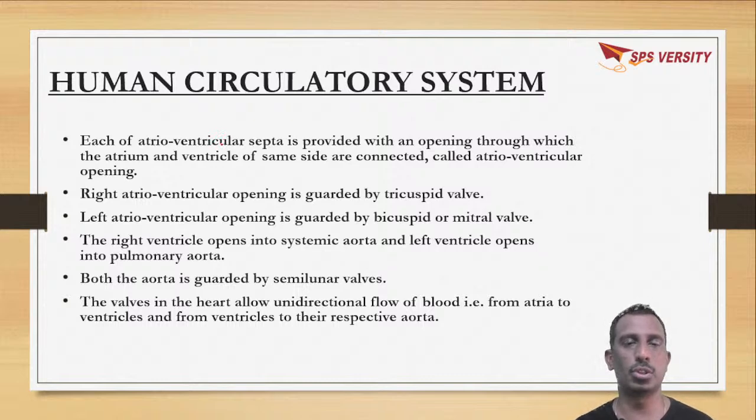The heart has 4 chambers, that is 2 atria and 2 ventricles. Atrium and ventricles are separated by the atrioventricular septum, provided with an opening, the atrioventricular opening, which is guarded by valves. The right atrium and right ventricle are guarded by the tricuspid valve, and the left atrium and left ventricle are guarded by the mitral valve or bicuspid valve.